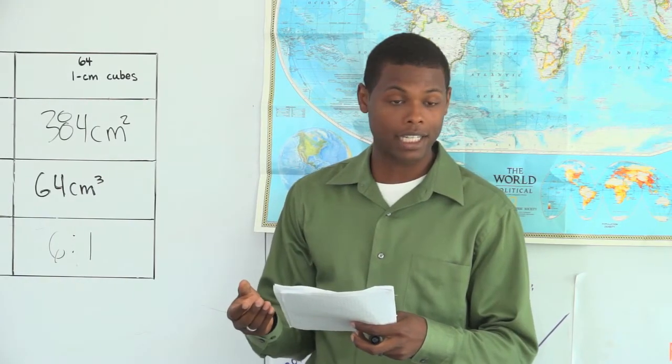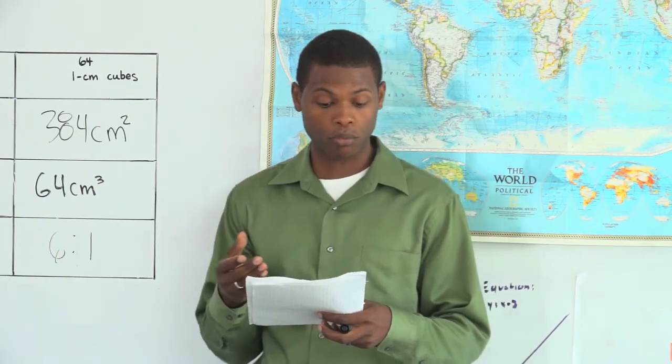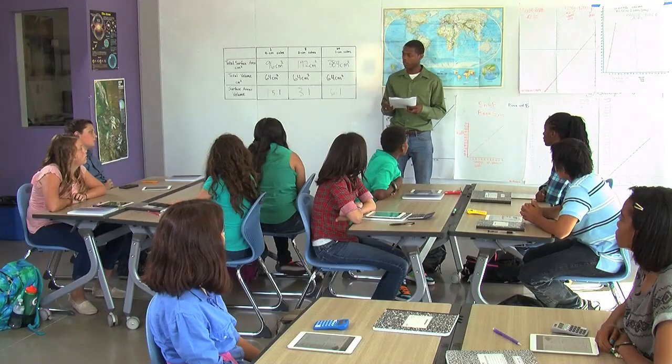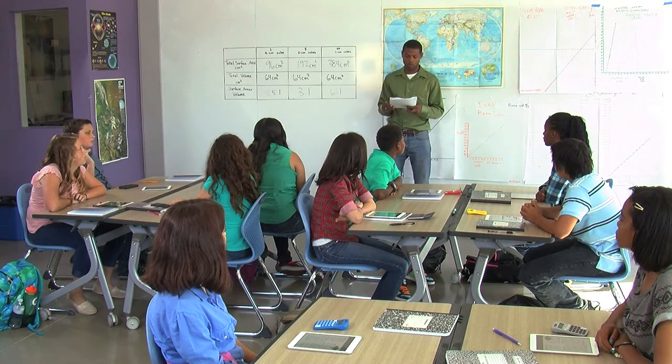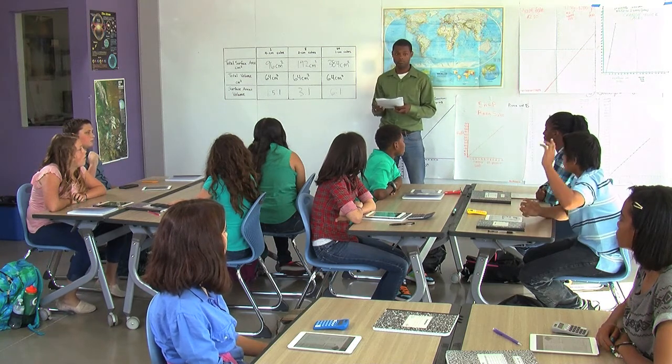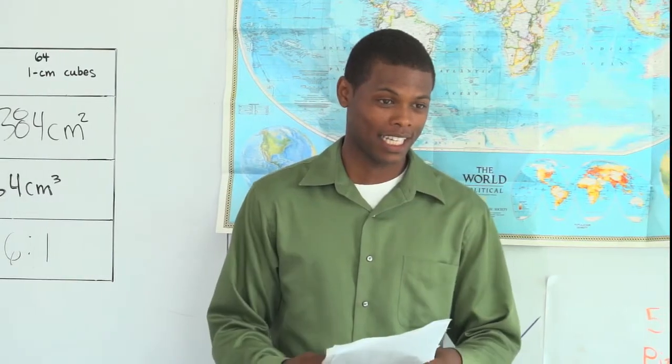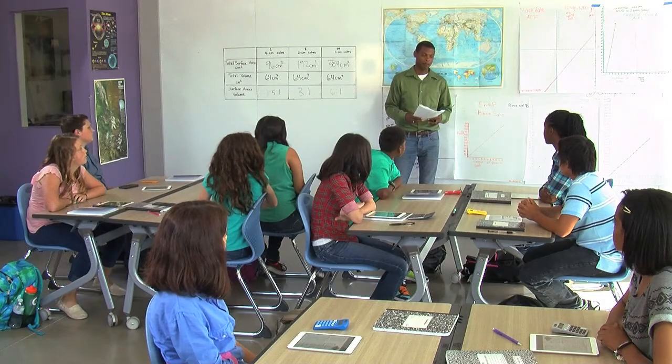Does anyone have an idea what the ratio between surface area and volume has to do with the question we started with? Why aren't cells bigger? Jet? If a cell gets too big, it might not have enough surface area to take in the nutrients it needs for its big volume. And it might not have enough surface area to get rid of all its waste. That's exactly right. In the case of a cell, bigger is not better.